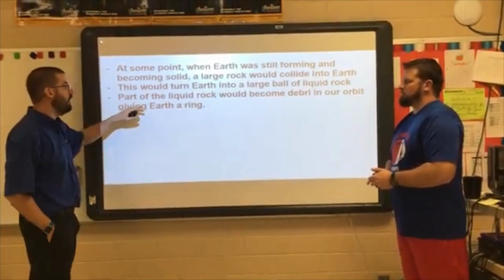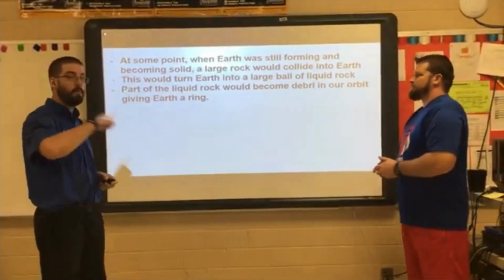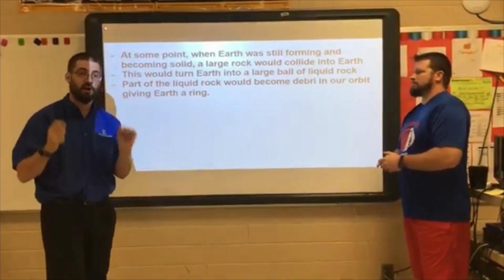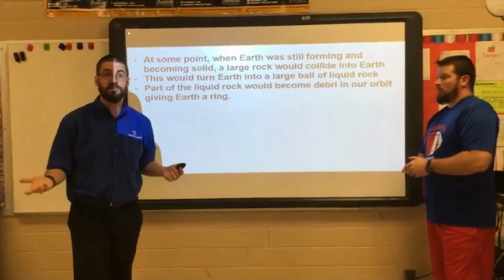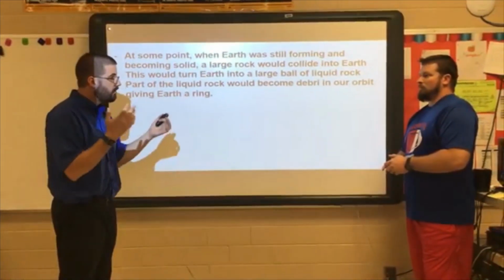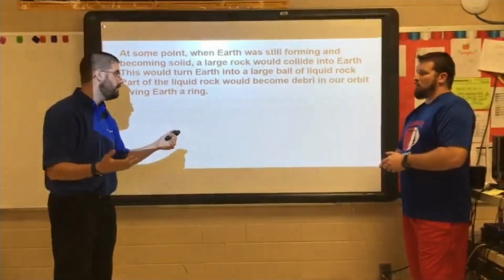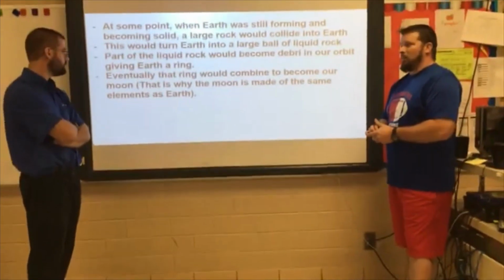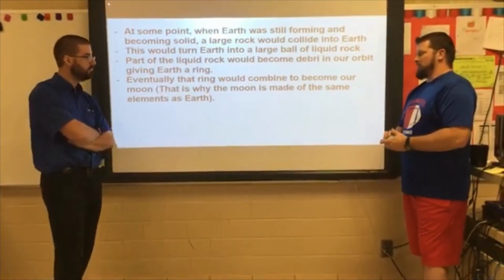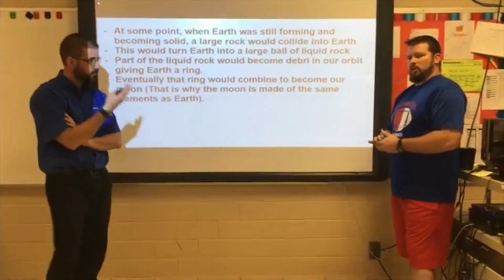Almost as if you take two rocks and throw them into each other, small rocks would create the debris. And parts of the liquid rock would become debris, and they would start to orbit around Earth, actually giving Earth a ring, like Jupiter, Saturn. Earth had its own ring billions of years ago. But over time, eventually that ring would combine to become our moon. This is why the moon is made up of the same elements as Earth.